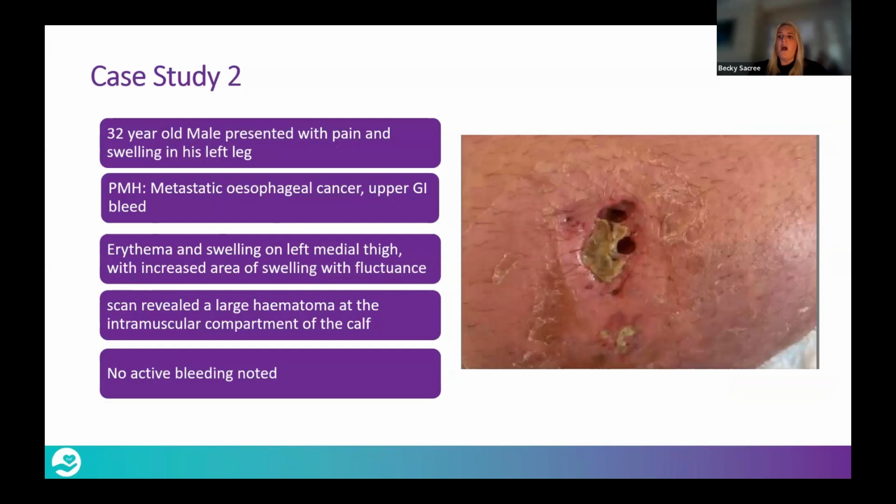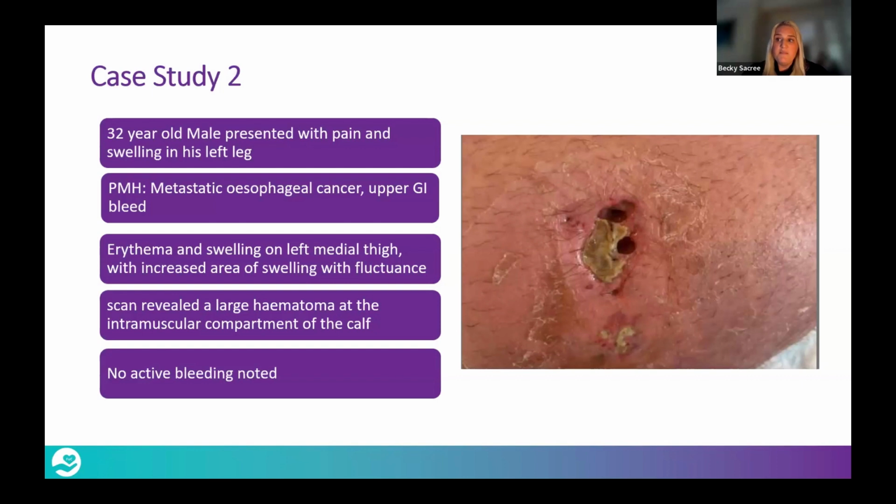Case study 2, this is a 32-year-old gentleman who presented with pain and swelling in his left leg. Past medical history, sadly, as you can see there. This gentleman initially reported pain in the limb, which had worsened over a period of 24 hours. The patient had previously been admitted to hospital 4 weeks prior, and he was diagnosed with having a DVT in that left calf, and he'd been started on enoxaparin.